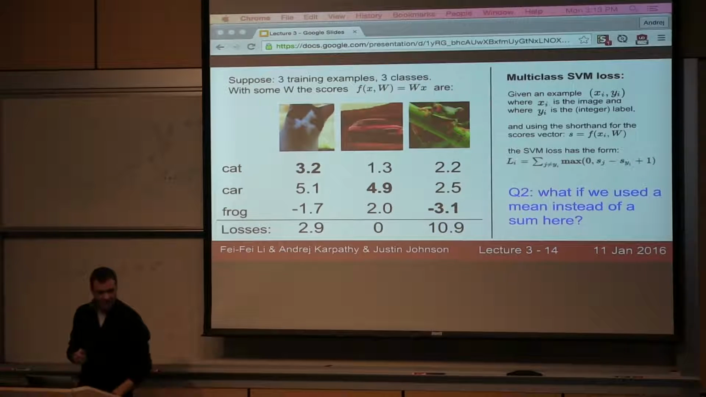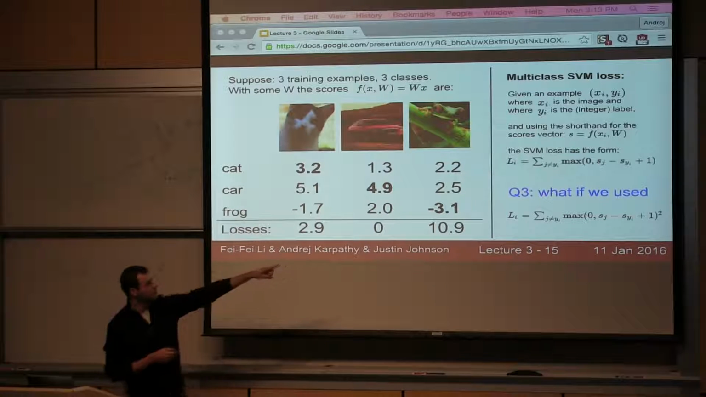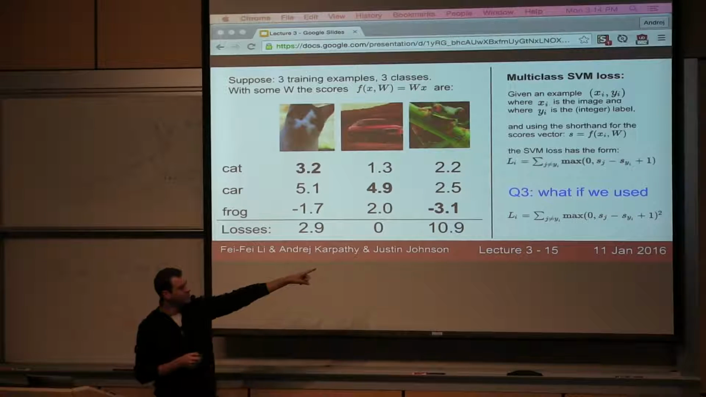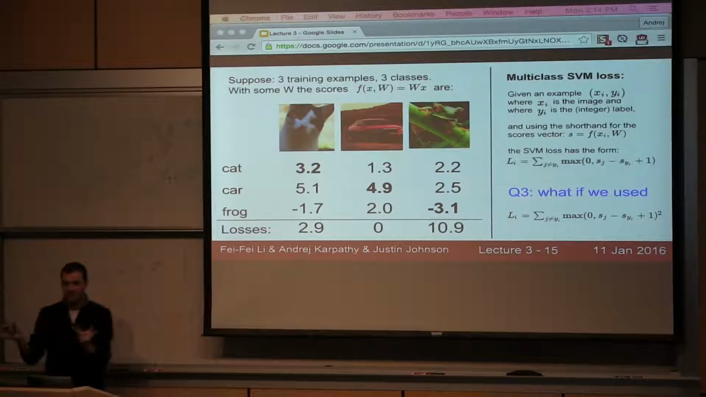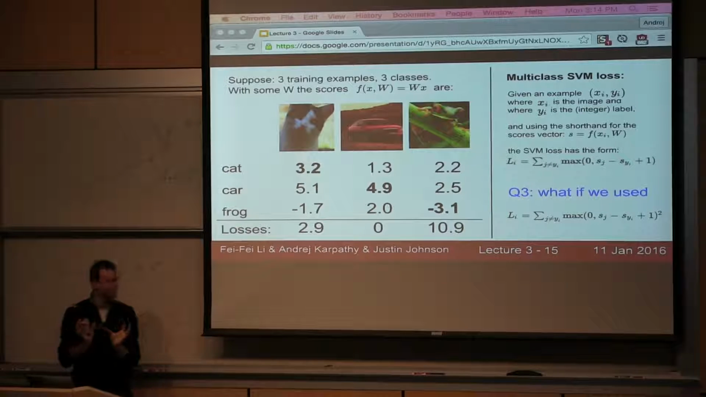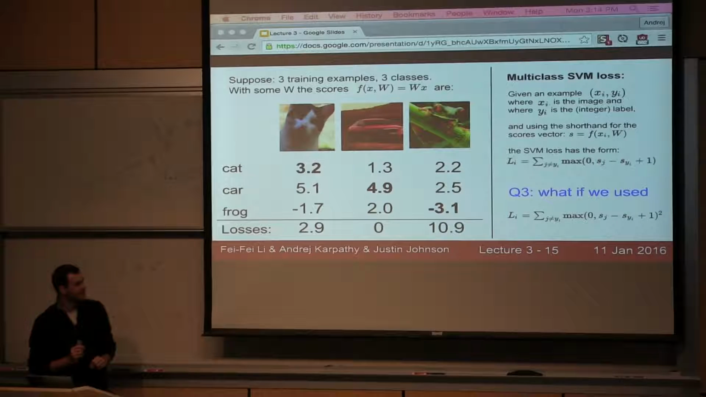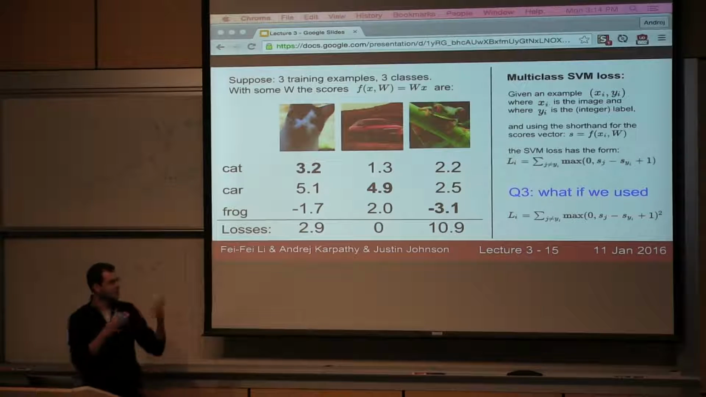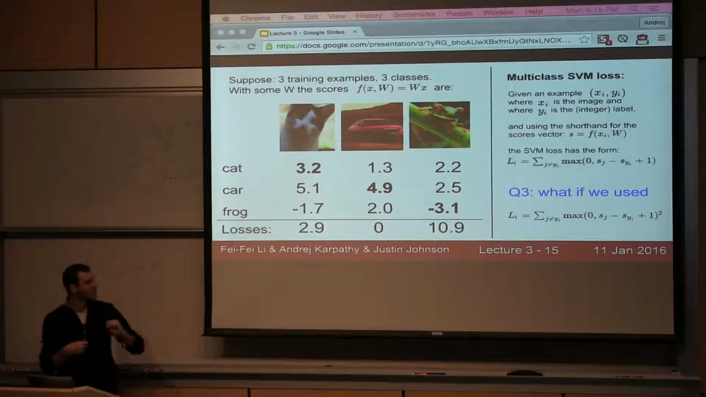Okay, next question. What if we instead used not the formulation over there, but a very similar looking formulation, with an additional squared at the end? So we're taking the difference between scores plus 1, this margin, and then we're squaring that. Do we obtain the same or different loss? When you think about it, do we obtain the same or different loss, in the sense that if you were to optimize this and find the best W, do we get the same result?